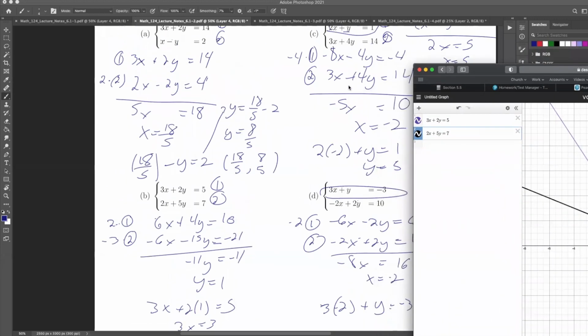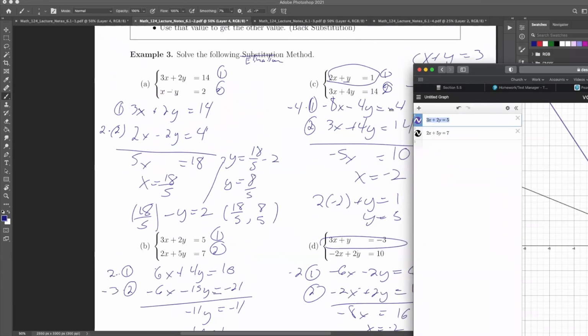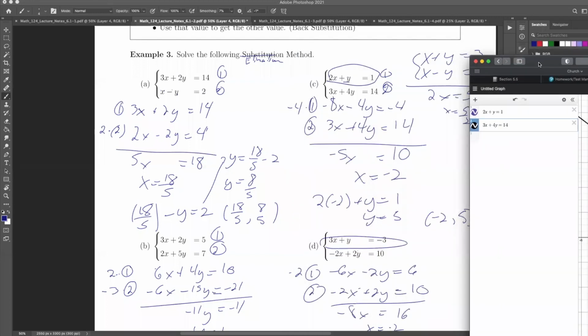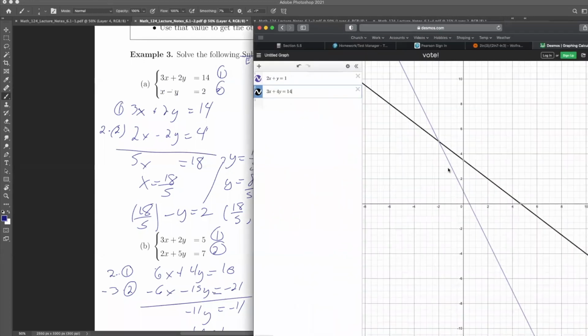Let's do this one real quick. So I have 2x plus y equals 1. And then here I'll have 3x plus 4y equals 14. And so I get two more lines. Where does this cross? At 2, 5. Is that the solution we got? Yes, it is. And so this is graphically: you just graph the two lines and find the intersection.